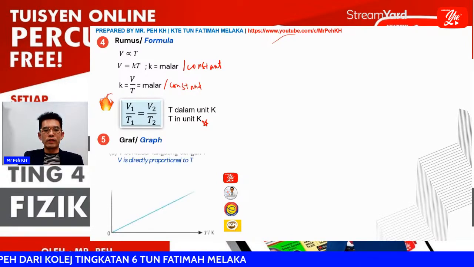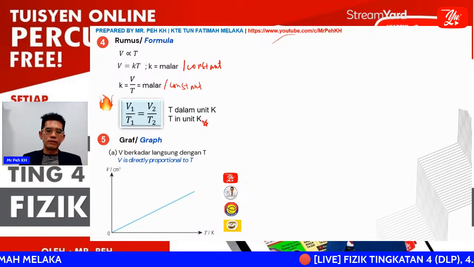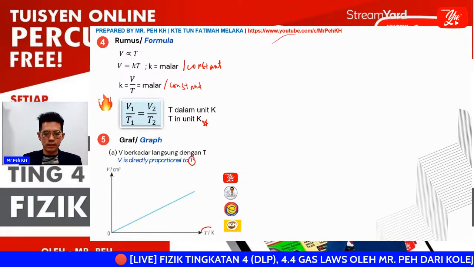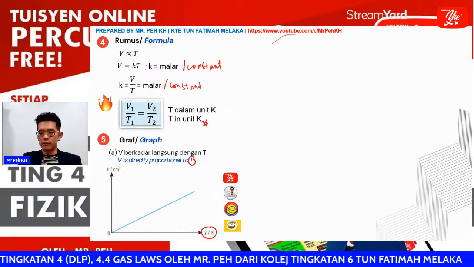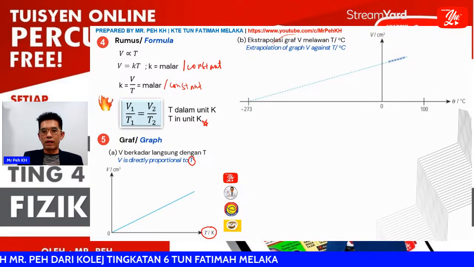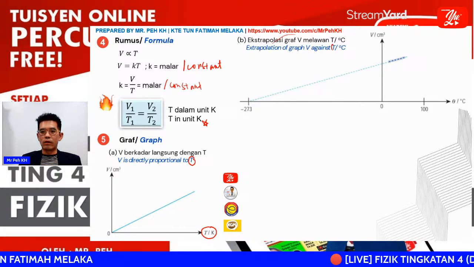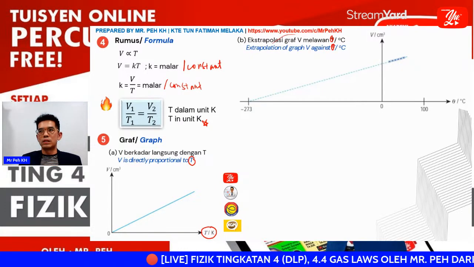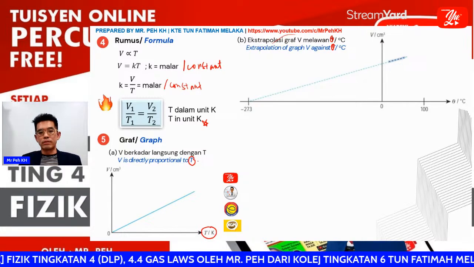Okay, then the graph involved here, firstly, as I mentioned, V will be directly proportional to T. So it will be a straight line passing through the origin. And you can see the unit we're using for temperature here is Kelvin. Then the second graph involved here will be the extrapolation of the graph V against T. Here actually using theta, or if I say, you see in the book, theta is referring to the temperature in degrees Celsius scale. Okay, T will be for absolute temperature.